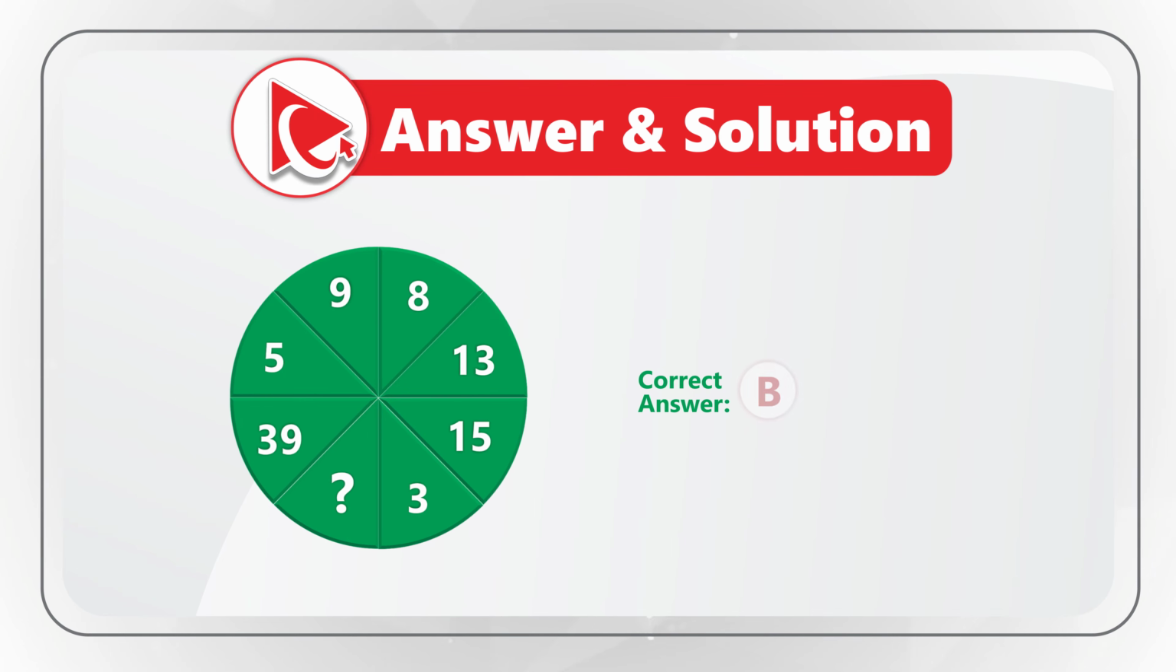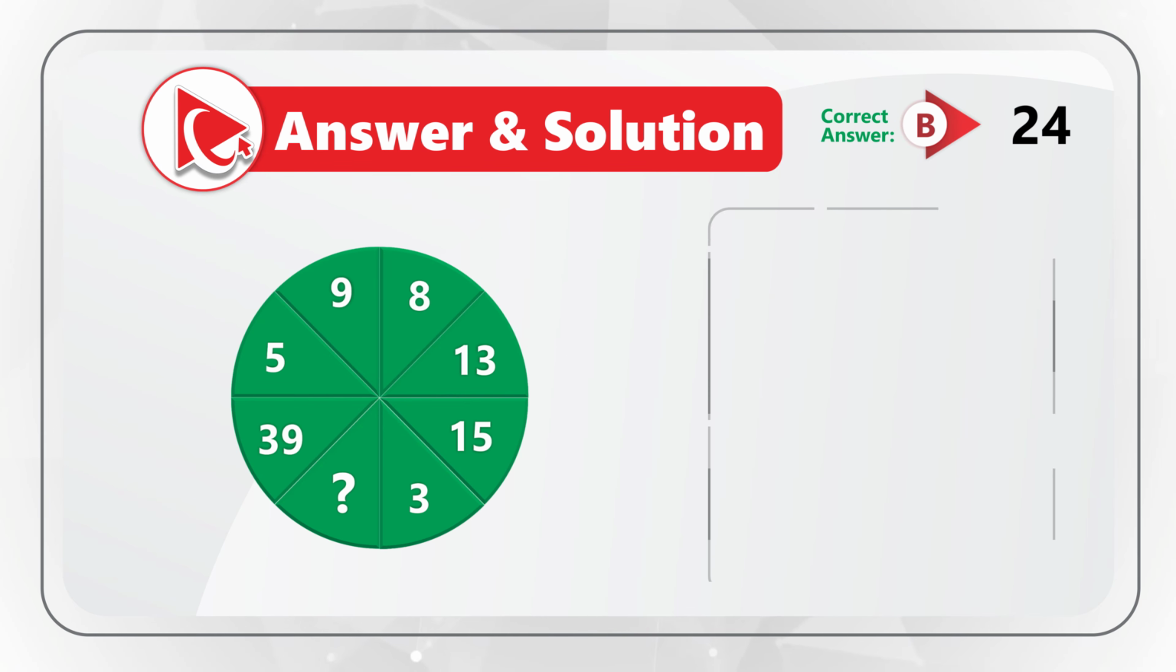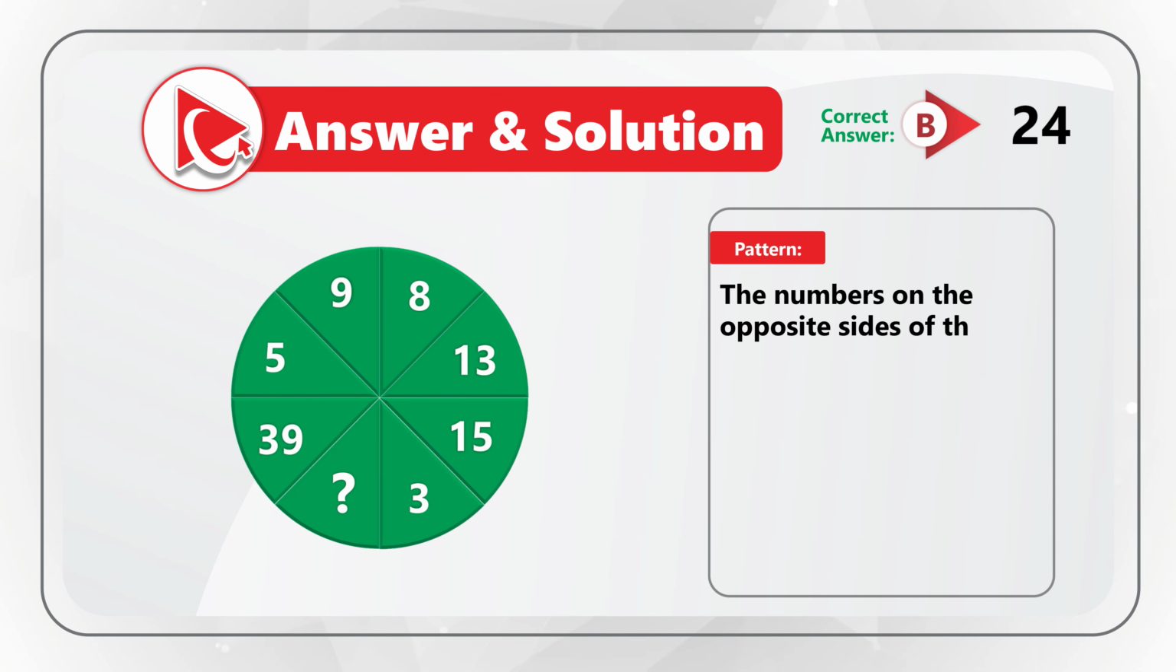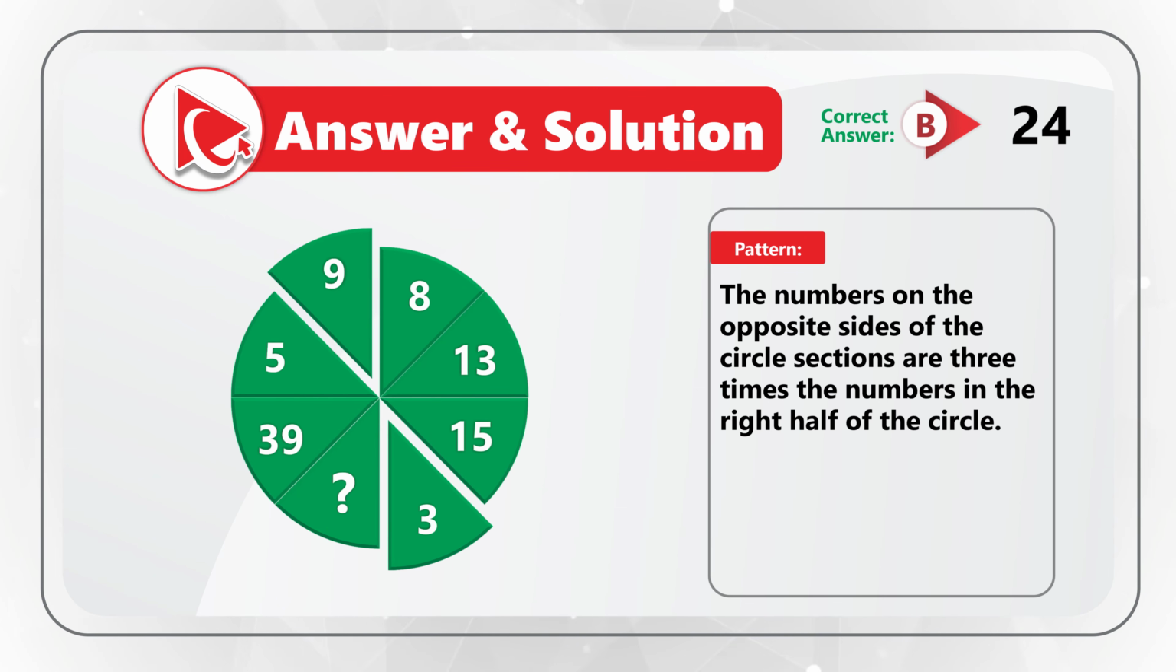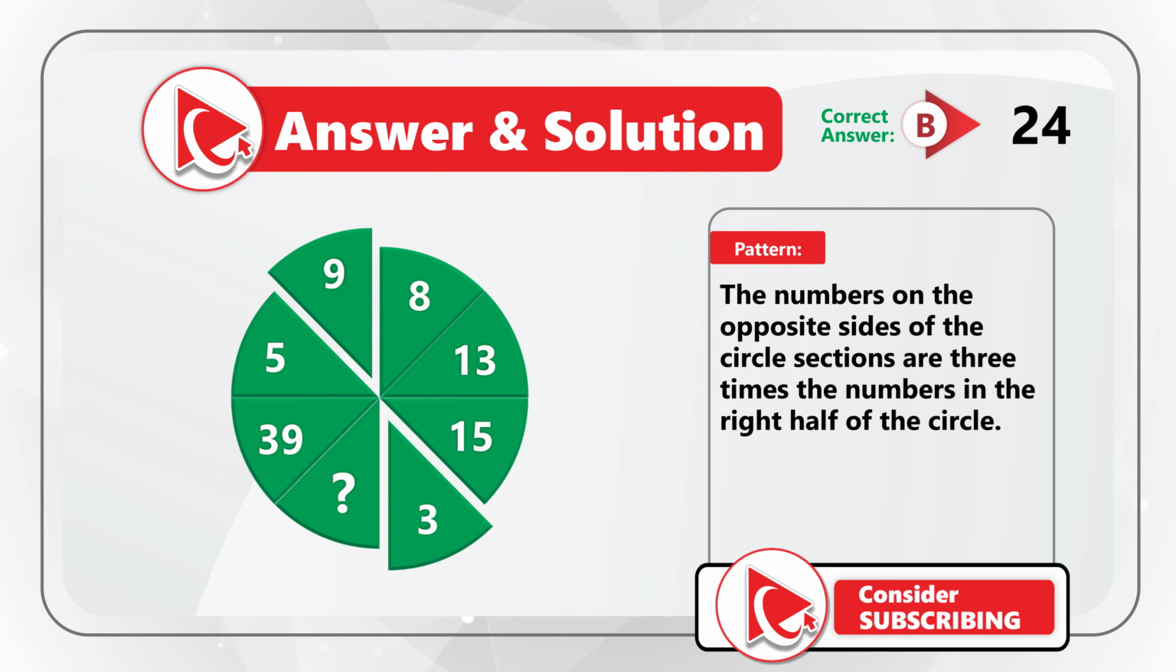I believe the correct answer is choice B, 24. And here's why. I think the numbers on the opposite sides of the circle sections are 3 times larger than the numbers on the other side. Let's take a close look. For example, the numbers on the opposite sides of the 5 o'clock and 10 o'clock sections are 3 and 9. And 9 is 3 times larger than 3.